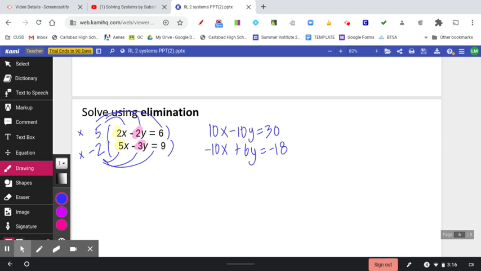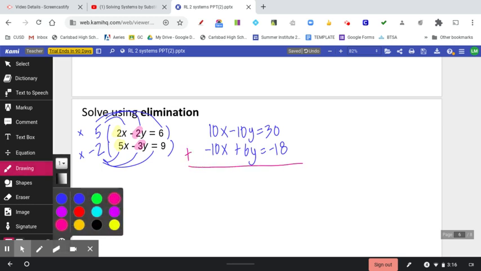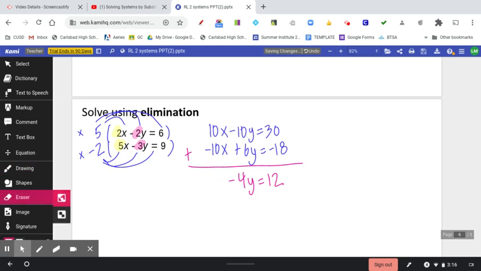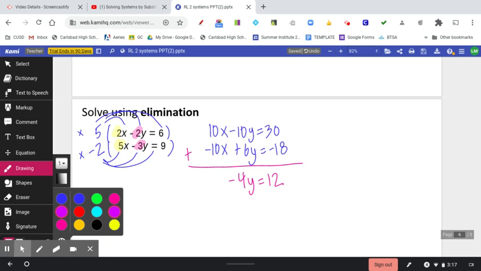Okay, now you can see I have the same number of x's, right? Opposite signs. At this point, I'm just going to add these two equations together. 10x plus -10x, 0x. -10y plus 6y, -4y. 30 plus -18 is 12. So we have basically 0x, get that out of there. We have -4y equals 12. I'm going to divide by -4 on both sides, and I get y equals -3.